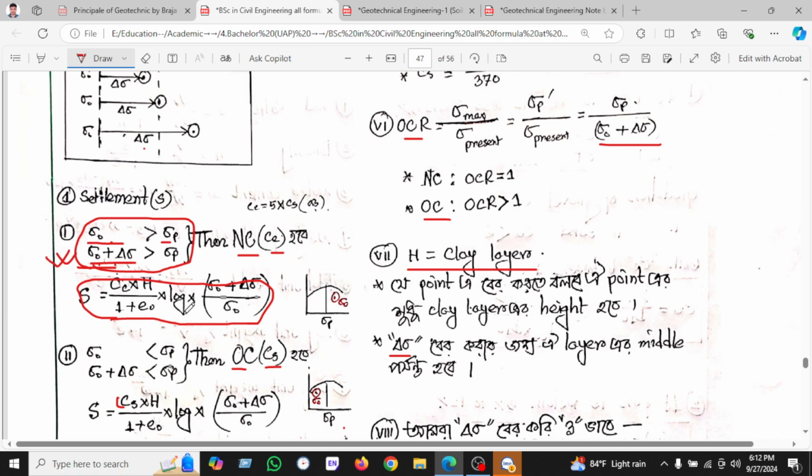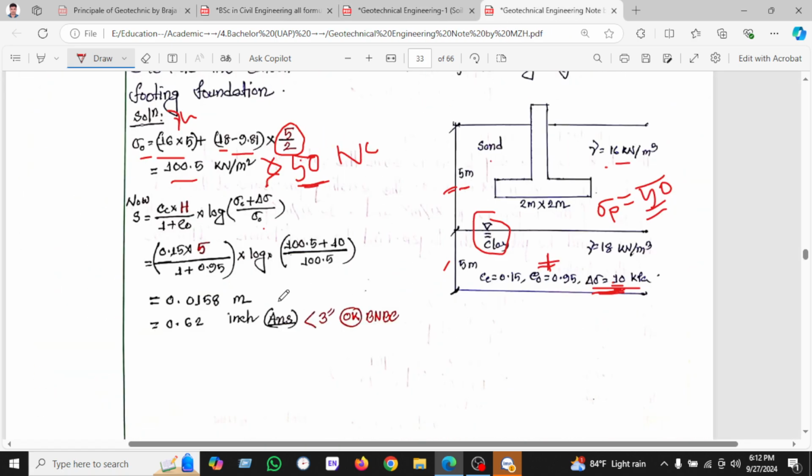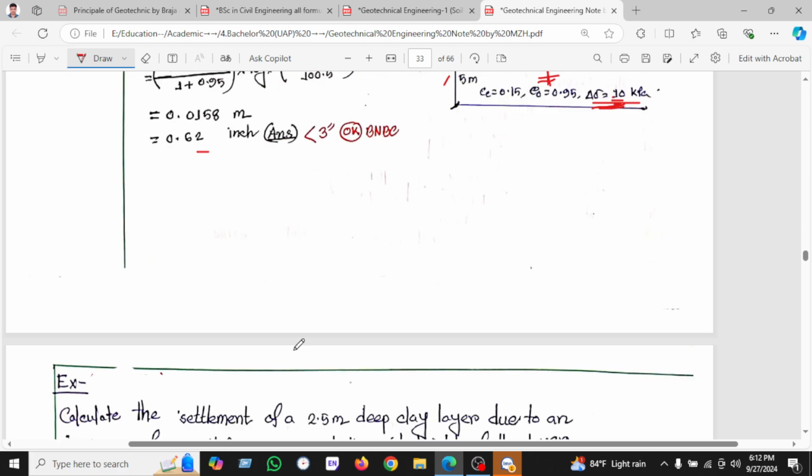Then we use CC into H over 1 plus E naught into log, and found 0.6 inches, which is less than 3 inches. The settlement is less than 3 inches or 75 millimeter. Then we can see this is okay.